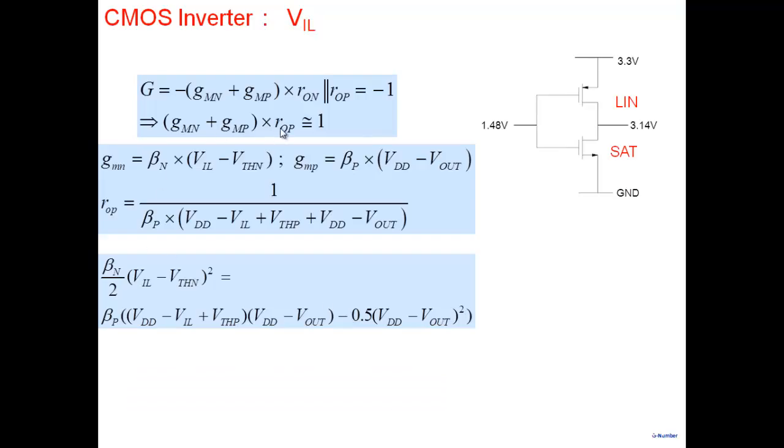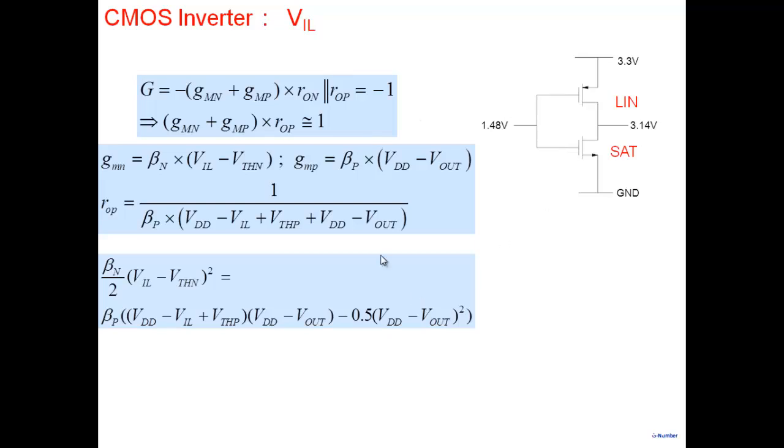Okay, so these are the parameters here. Conceptually, it's not difficult, but the algebra becomes messy. Right, so these are the steps to finding the VIL, and the same set of steps will be used for finding VIH.